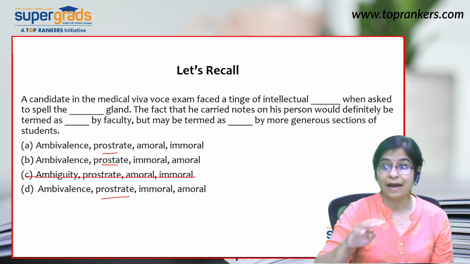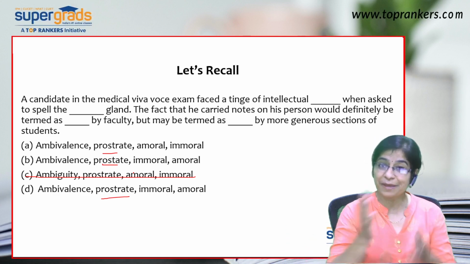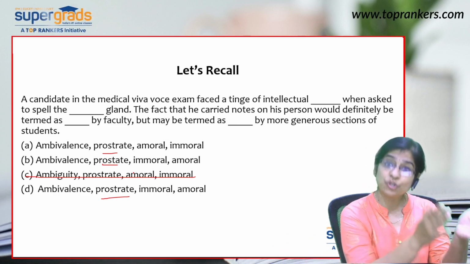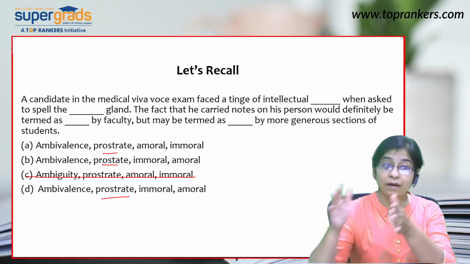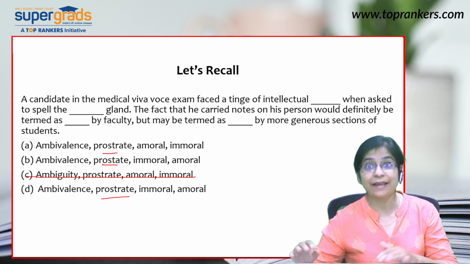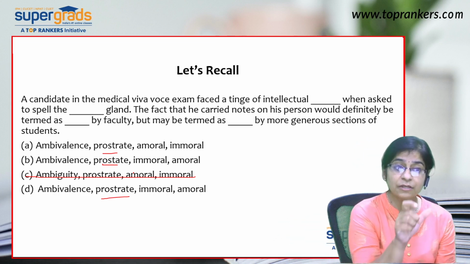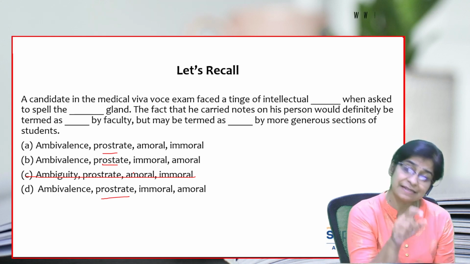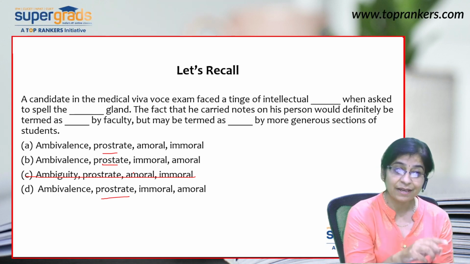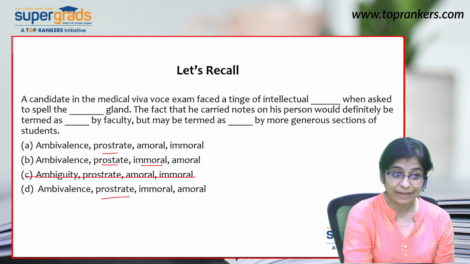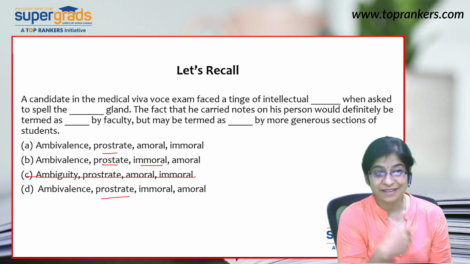Amoral is I'm naive. I don't know. I don't understand what is right and wrong. So immoral, I understand, but I choose not to go the right way and I choose my own path. Amoral, I don't understand. I don't know. I'm not aware. That's the difference. So if a faculty member sees it, he'll consider it immoral or amoral. He'll consider it dishonest, right? So this also fits well there, but maybe termed as dash by more generous sections of students.